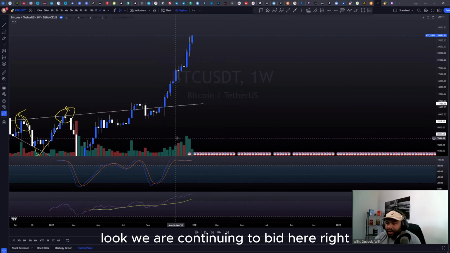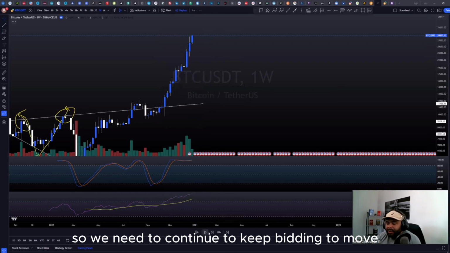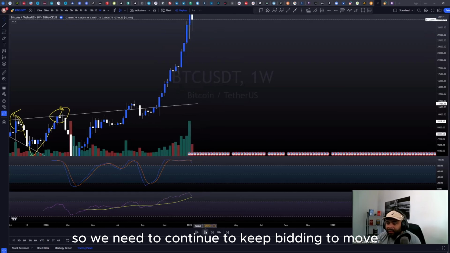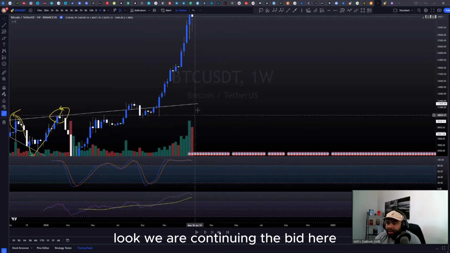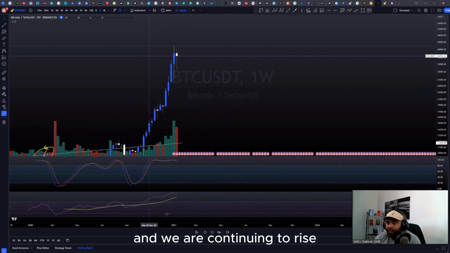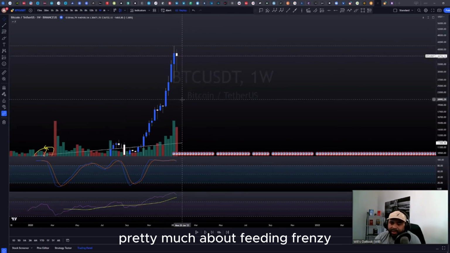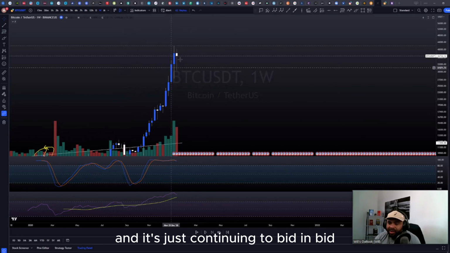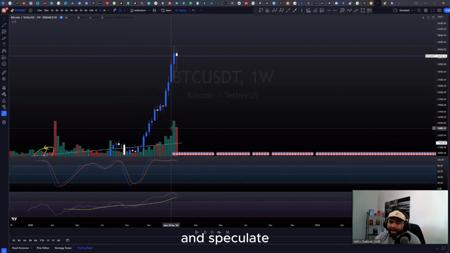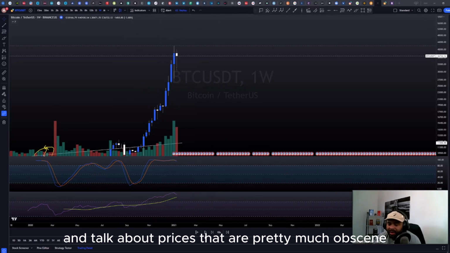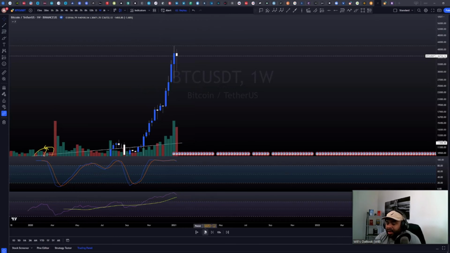Boom, look, we are continuing to bid here, right? Bidding higher and higher and higher. So we need to continue to keep bidding the move. And look, we are continuing to bid here, and we are continuing to rise. This is what we call parabolic movement. This is where the market's pretty much in a feeding frenzy, and it's just continuing to bid and bid and bid and speculate and talk about prices that are pretty much obscene in most cases.